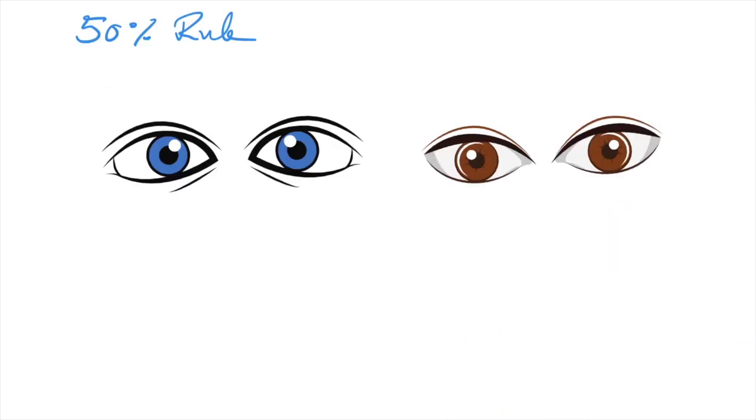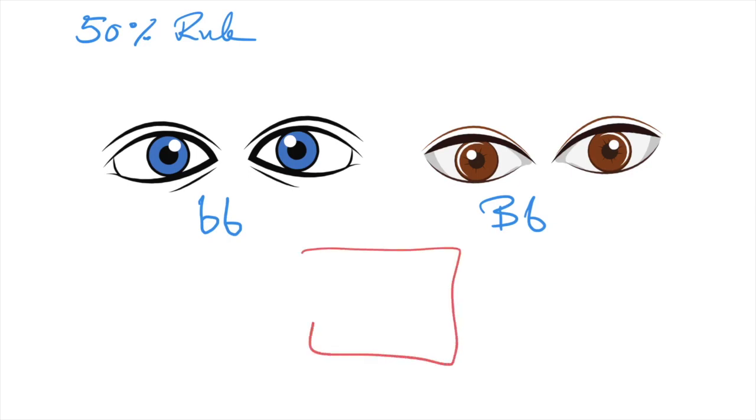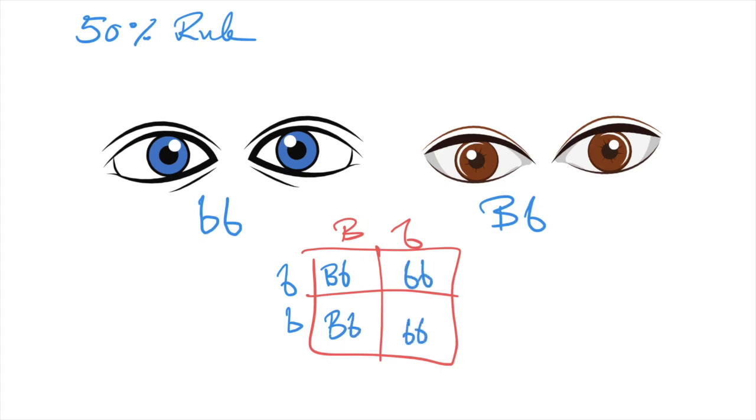The 50% rule states that if one parent was pure recessive or homozygous recessive and the other one is heterozygous, then 50% of the offspring will have the dominant phenotype. So you could prove this again by drawing a Punnett square. One parent is heterozygous and the other parent is homozygous recessive, and you could see here that this offspring will be brown, and so is this one here. The rest will always be blue. So that's the 50% rule.